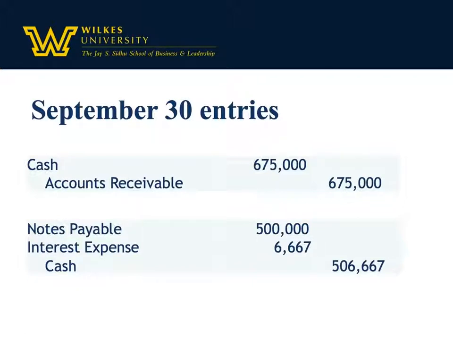But on September 30th, when the loan is paid, you've got to turn around and pay the $500,000, and you're removing it from your books, so you're going to debit notes payable for $500,000. Then you've got to calculate your interest expense. Your interest expense is 2 months at 8% times $500,000, or $6,667. So that comes in. And the company has to pay back the loan plus the interest, so they turn around and credit cash for $506,667.